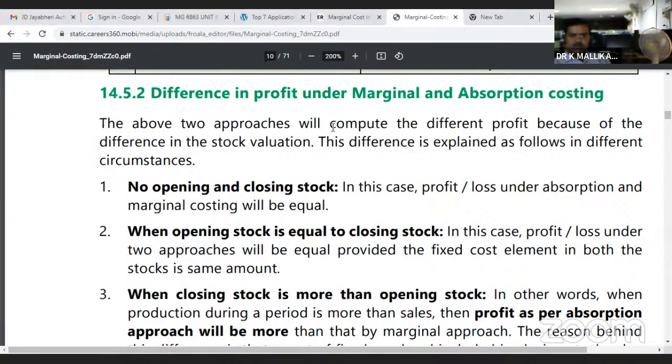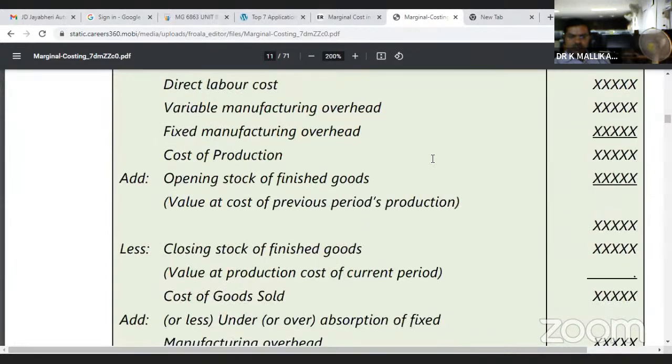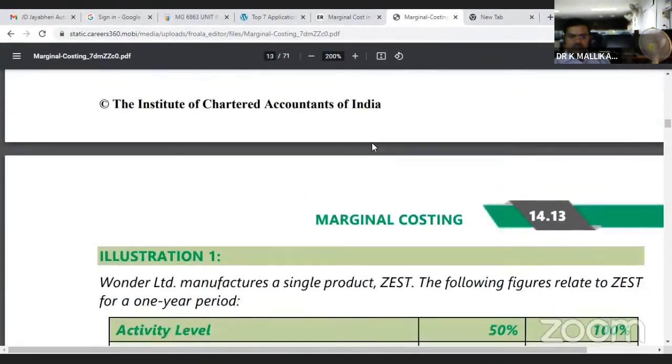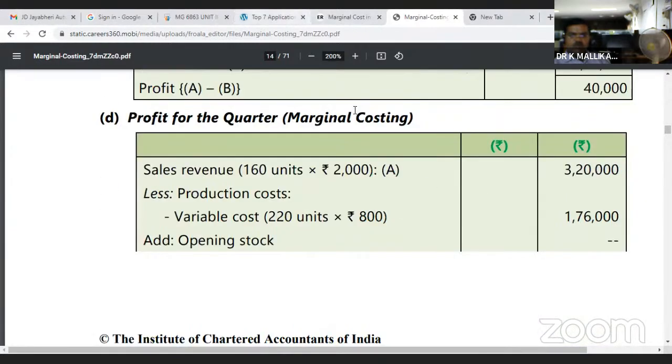Okay, the difference between profit and so on; this is the income statement of absorption costing. So let's move to our next topic.